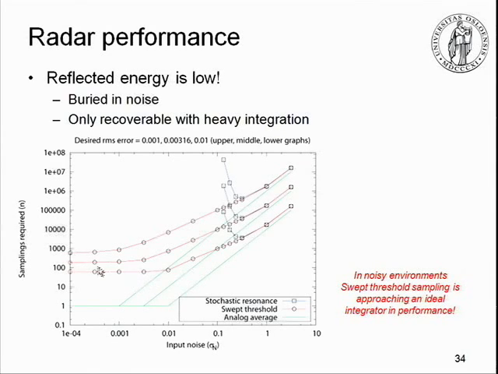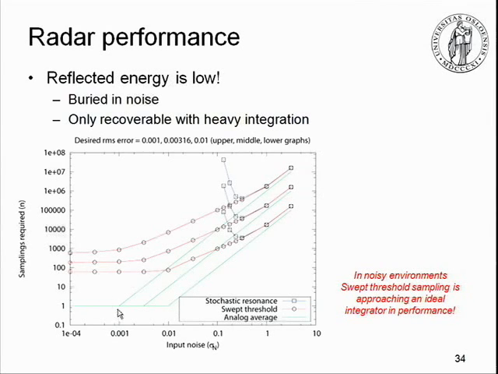Now, the red ones here, those are what we call swept threshold sampling, our threshold sweeping technique in our radar. And again, we have three different quality levels, quality measures of signal to noise ratio, if you like that old-fashioned term. And you see, with this coarse quantizer, I need a number of integrations in order to recover my signal. I have to start with close to 100, even for high quality signals. I need 100 integrations in order to recover my signal.